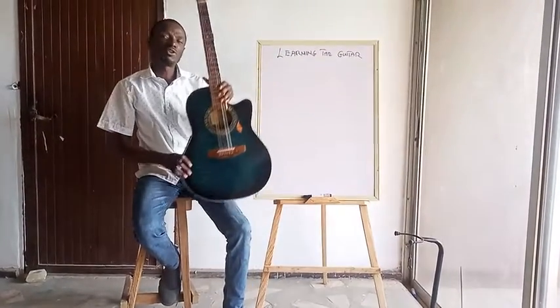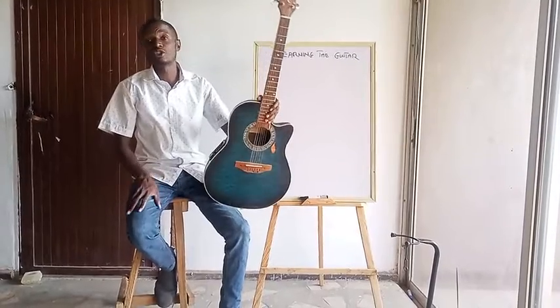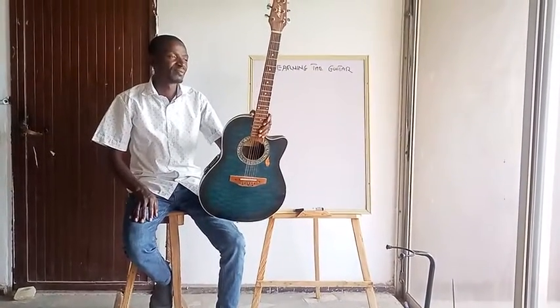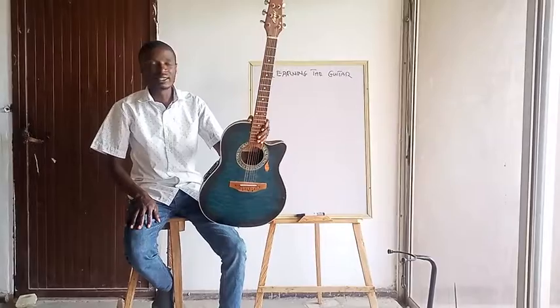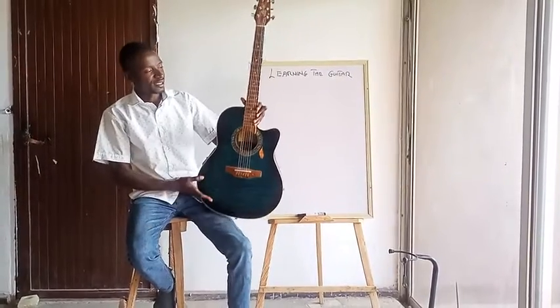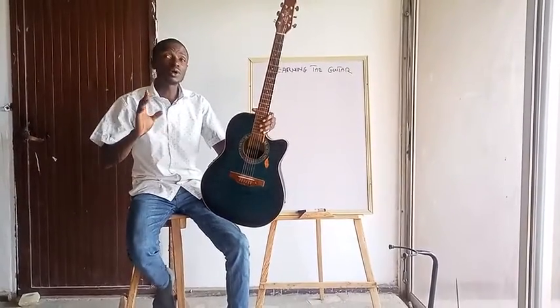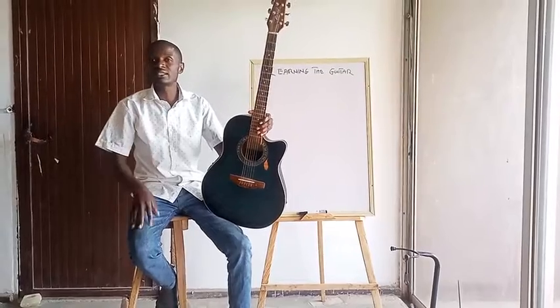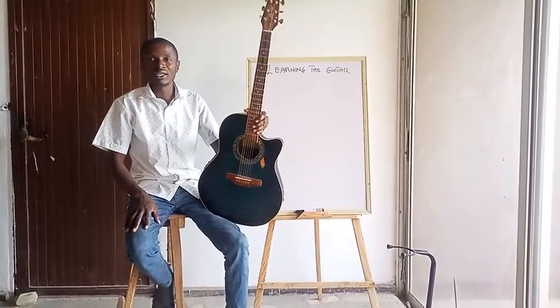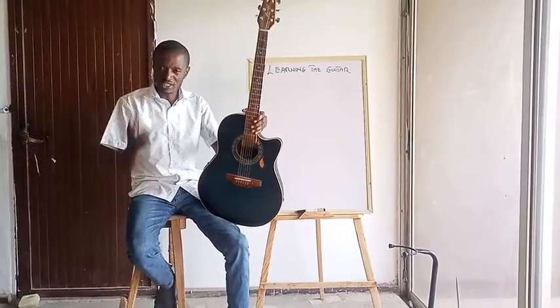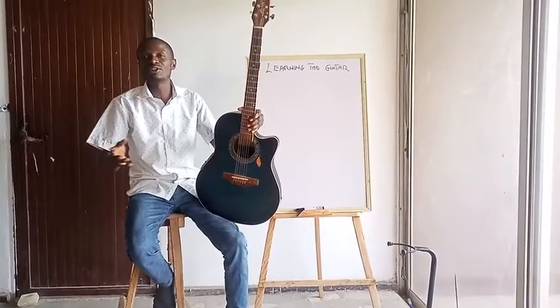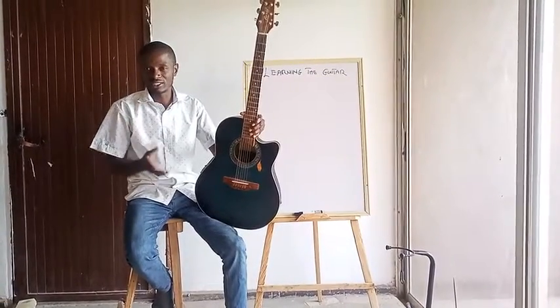Now, the guitar, first and foremost, you must understand that the guitar is a string instrument, falls under the string family. The guitar is broken down into three separate kinds of guitar, so to say. You have what they call the acoustic guitar, you have the semi-acoustic, and then you have the electric guitar.